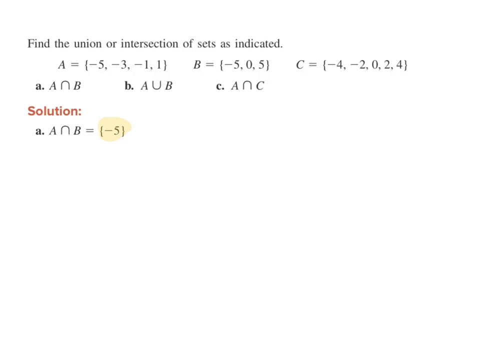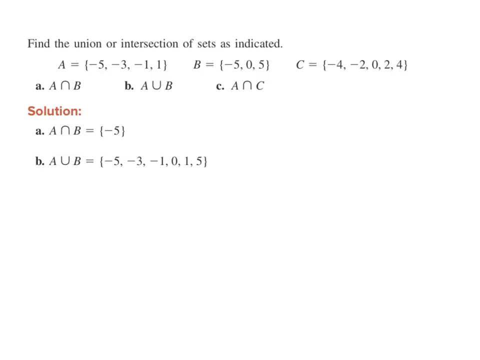For B, we're taking the union, so A and B combined together. Are there any repeats? -5, right? And that was the intersection. So when I combine them together, I only write one -5 down. And so I need to have a -5, a -3, a -1, a 0, a 1, and a 5. So the union is all of them together. Basically all of A and B combined together, that's what the union is. So you combine them all together, no repeats.